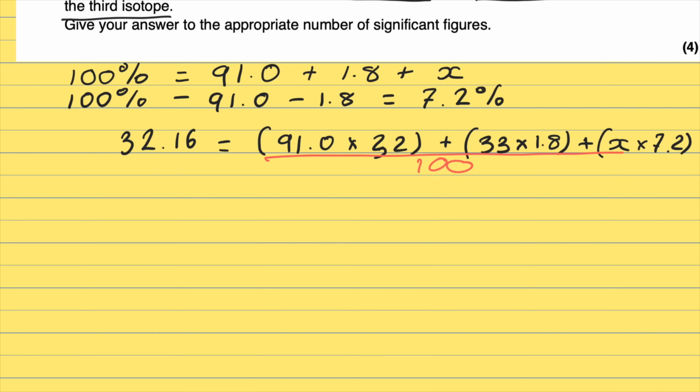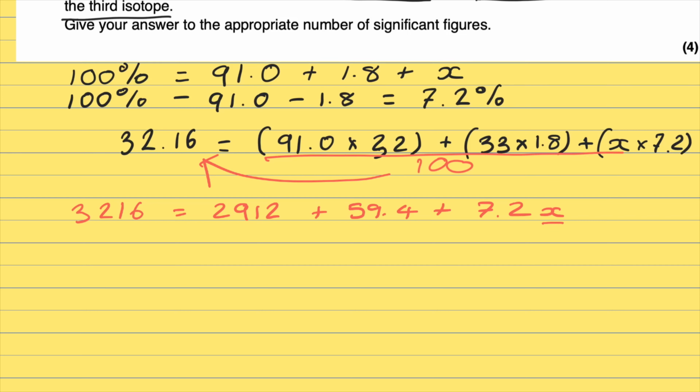So first of all, I'm going to times this up by 100, and then I'm going to expand what's in the brackets here. So 3216 is equal to 2912 plus 59.4 plus 7.2x. Okay, so we want to find x, so we're going to need to rearrange this.